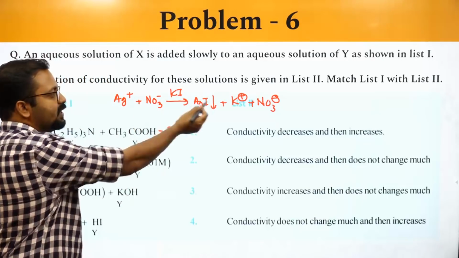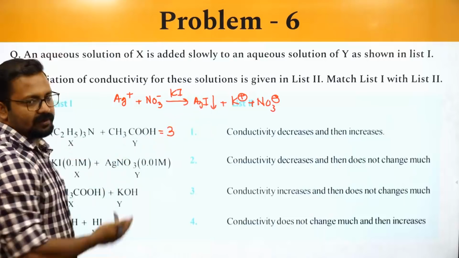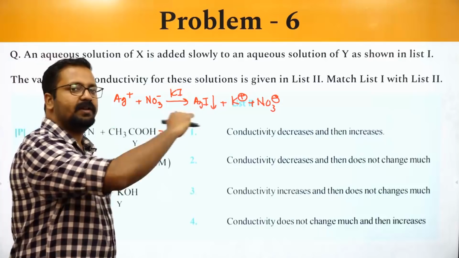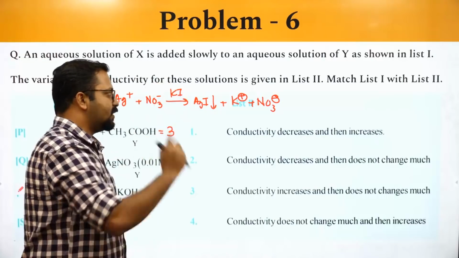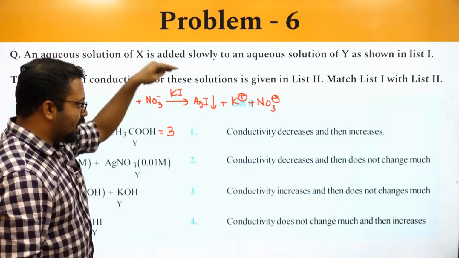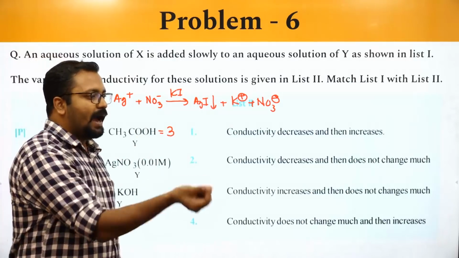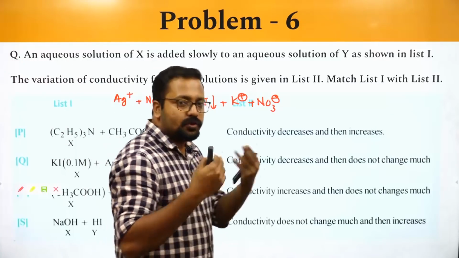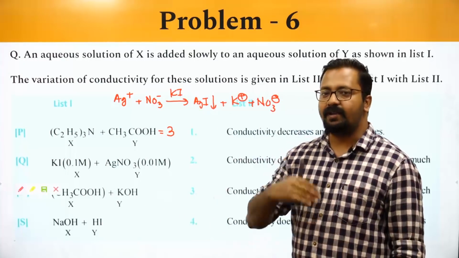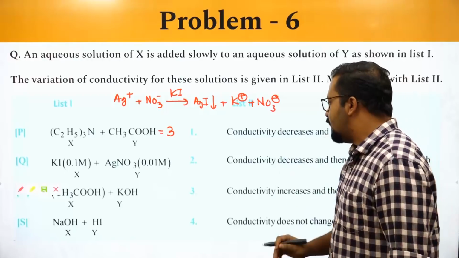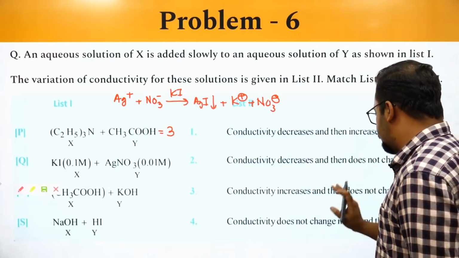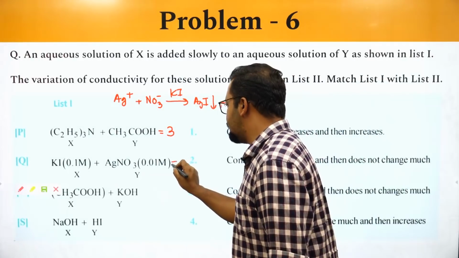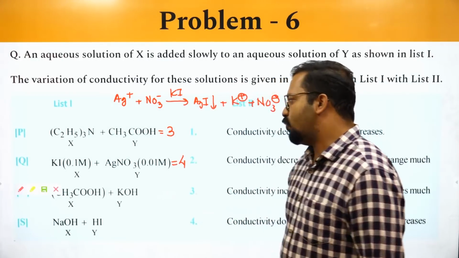Because this is just a compensatory effect. We are just compensating, and the mobility of these ions is almost equal, so the conductivity will remain the same. However, after complete precipitation occurs, if you add some extra amount of a strong electrolyte, that is KI, it will dissociate to a greater extent and increase the conductivity. So conductivity does not change much and then increases. So it should be 4.